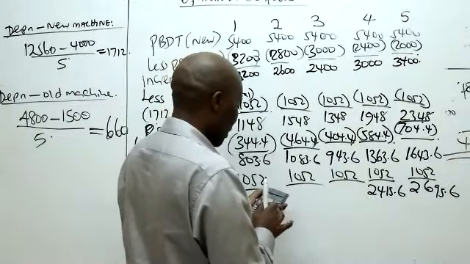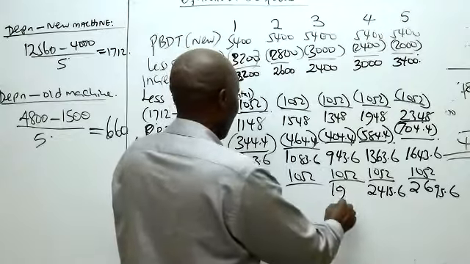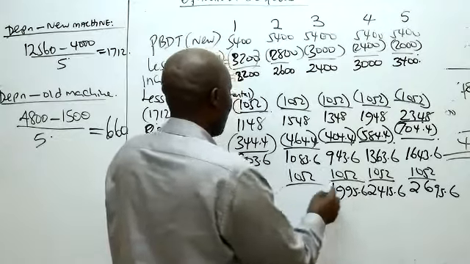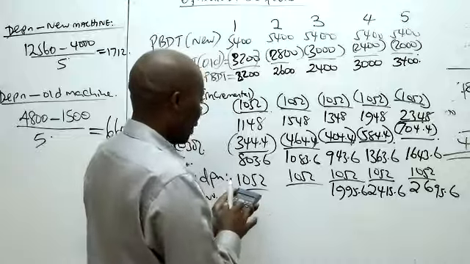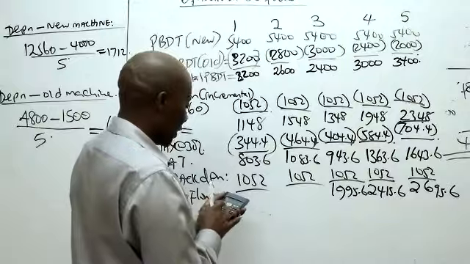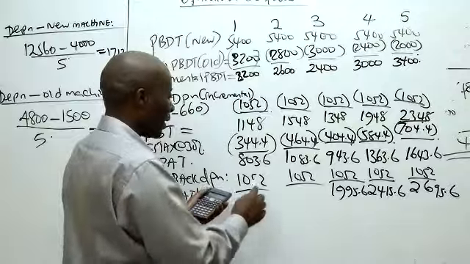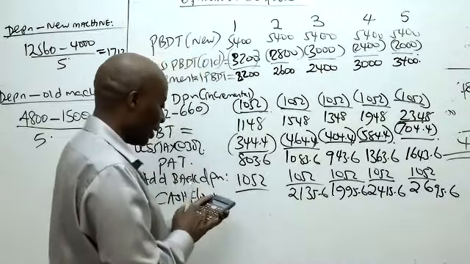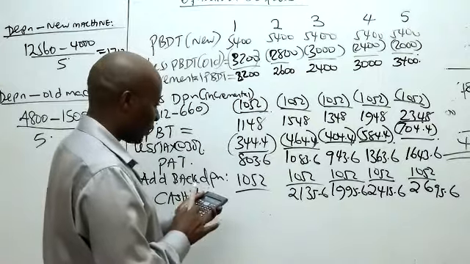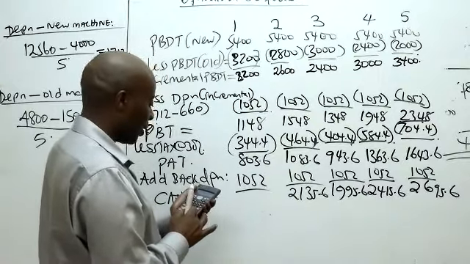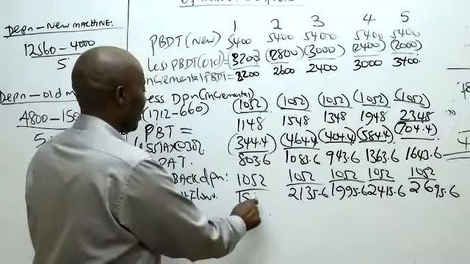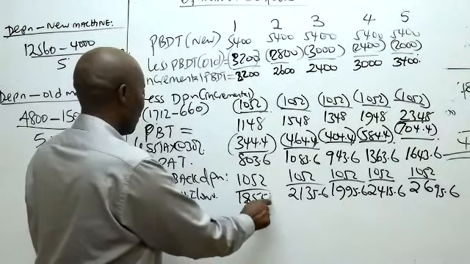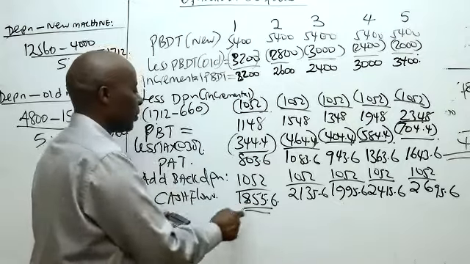943.6 plus 1052, giving me 1995.6. 1083.6 plus 1052 gives me 2135.6. And then lastly, we have 803.6 plus 1052, which gives me 1855.6, like that.